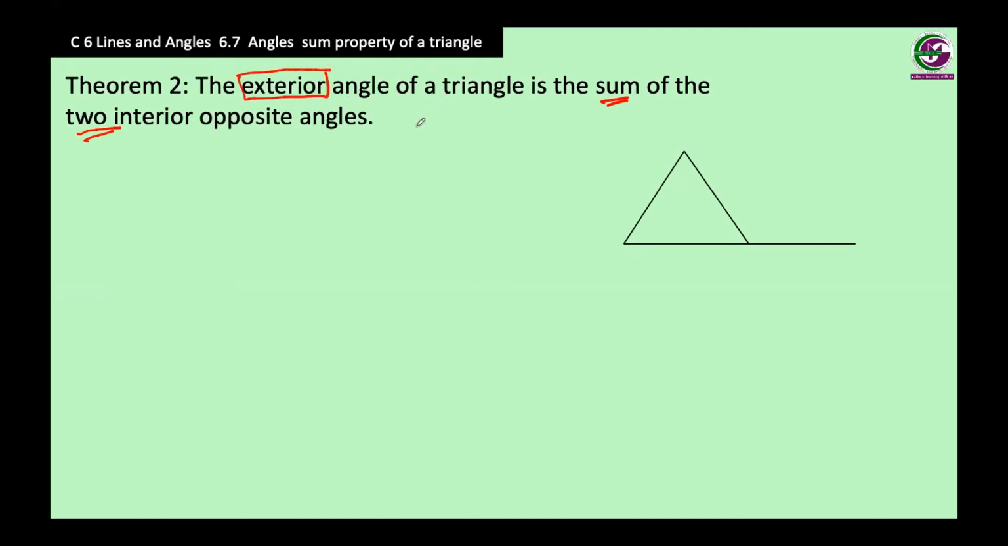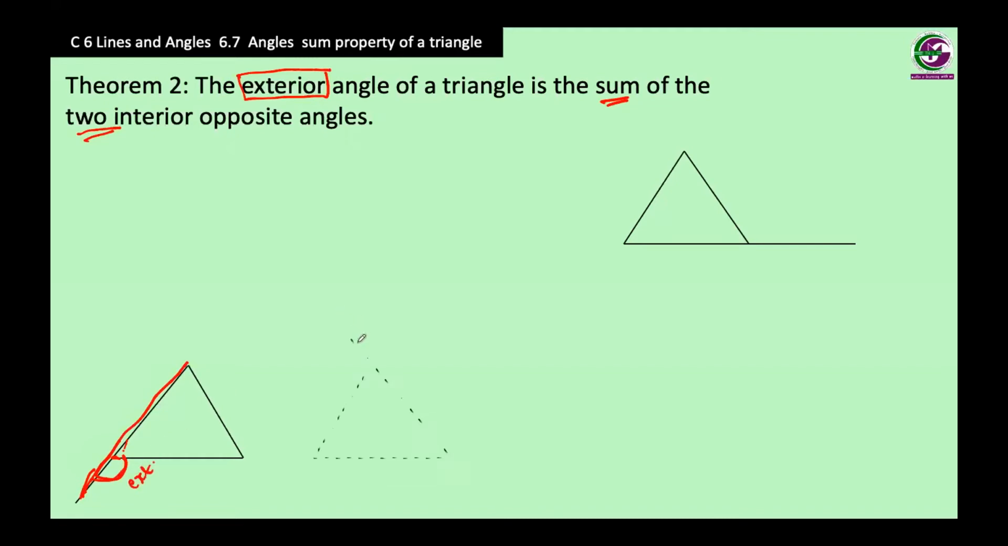Exterior angle means it is an angle formed between the shape and extending one of the sides. For example, we have the shape, the triangle here, extend one of the sides. So this side is extended. So the angle which is formed between the extended side and the shape is called exterior angle. So this is an exterior angle.